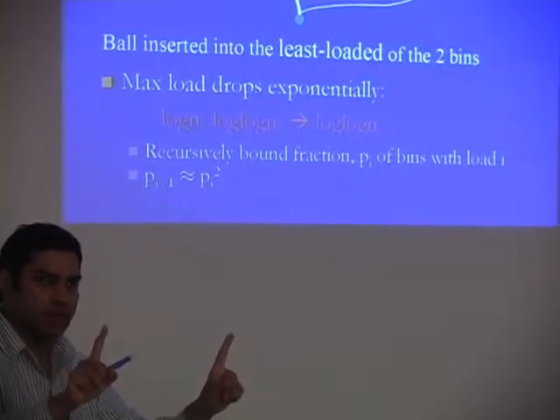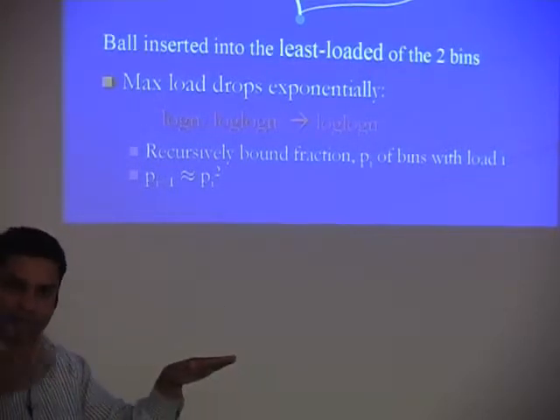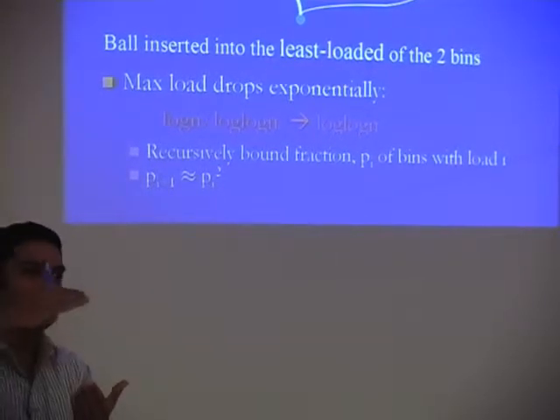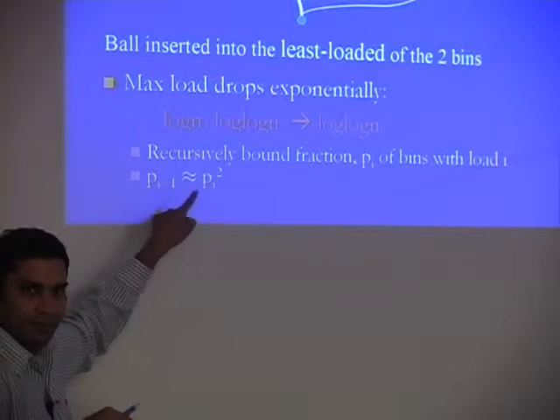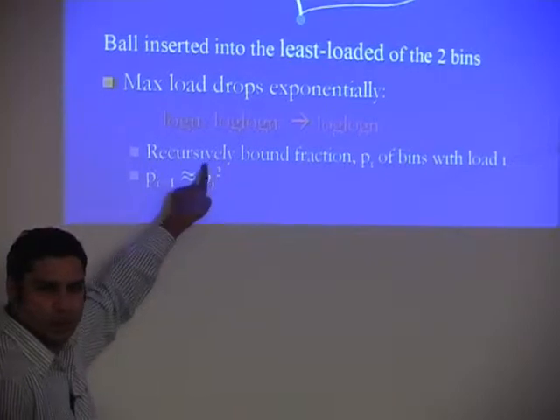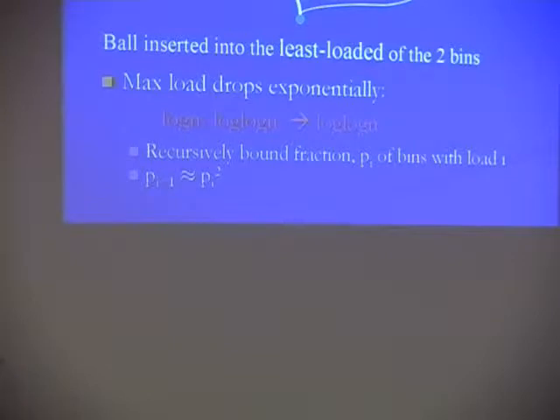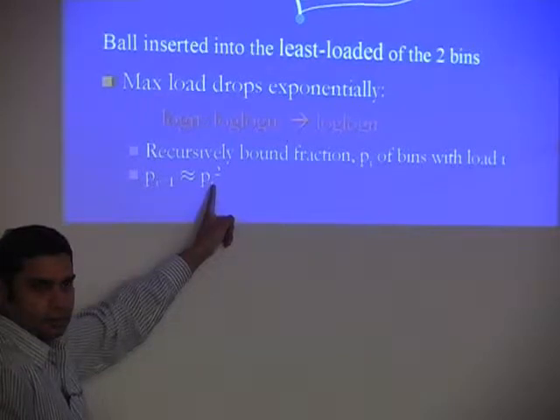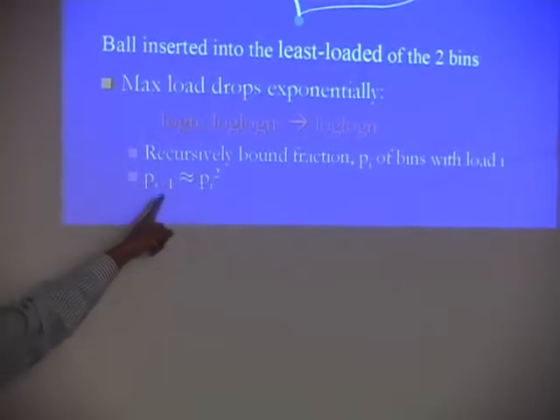If even one of them had a load of I minus 1 or smaller, you would put the ball into the smaller one, and so you will not create a bin with load I plus 1. So the only way you create a bin with load I plus 1 is if both those bins that you chose have load I, which means the probability of that happening is about Pi squared. And so the fraction of bins with load I plus 1, which is P(I plus 1), is about Pi squared. So this gives you a rough recurrence on how Pi grows.